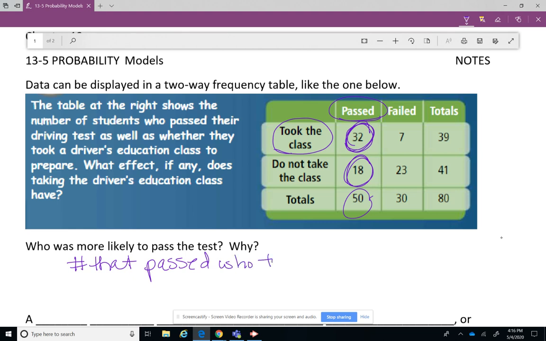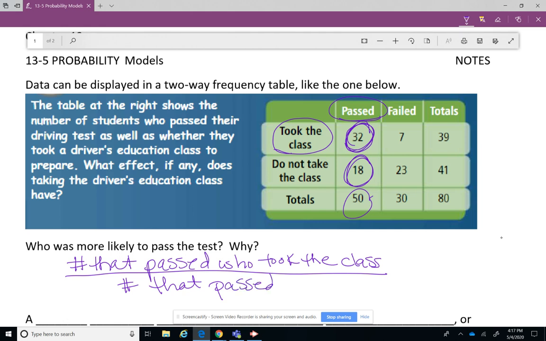So we have the number that passed who took the class, over the total number that passed. Who was more likely to pass the test? So we see that that's 32 out of 50. In your calculator, if you take 32 and divide by 50, that is approximately 64%.